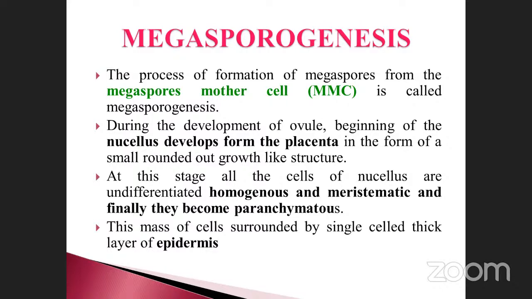Ovule development, megasporogenesis. What is megasporogenesis? The process of the formation of megaspore from the megaspore mother cell is called megasporogenesis. Megaspore is produced from the megaspore mother cell. That's why they have given us the MMC. Note it down. This point is very, very important.